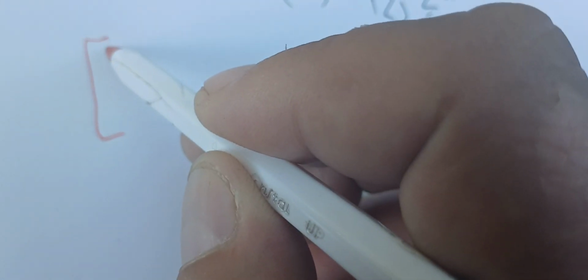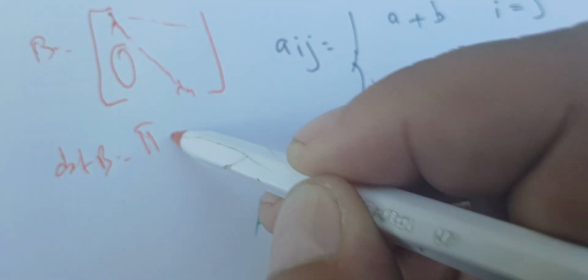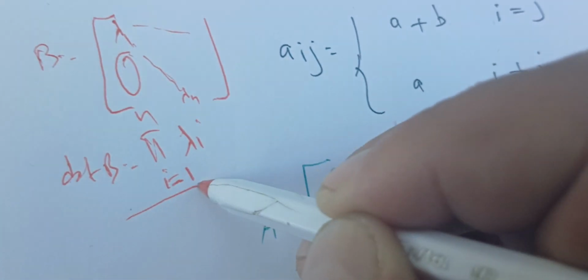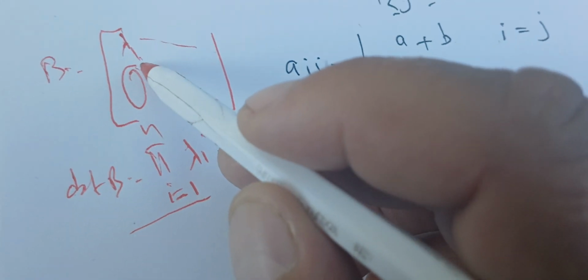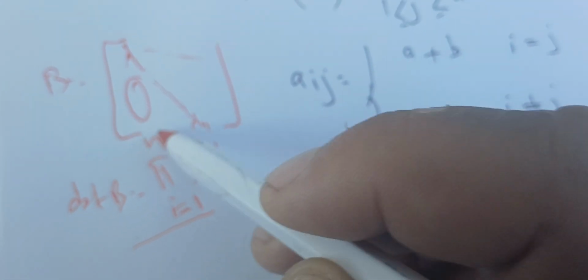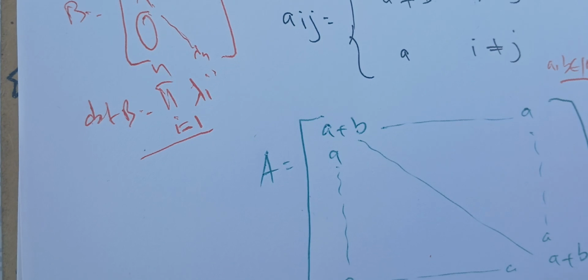If you have some matrix with lambda 1 up to lambda n on the main diagonal, zeros below, and some other elements above, let's call this one B. Then the determinant of B is just the product, we use pi to express that, of lambda i for i going from 1 to n. So the determinant of B is the product of the elements of the main diagonal. We're going to bring our matrix A to this form. This is one way.